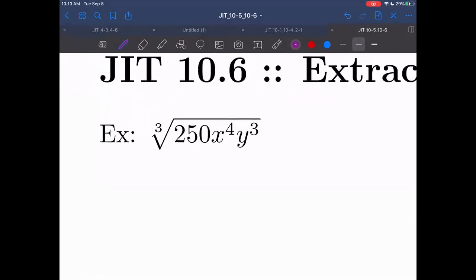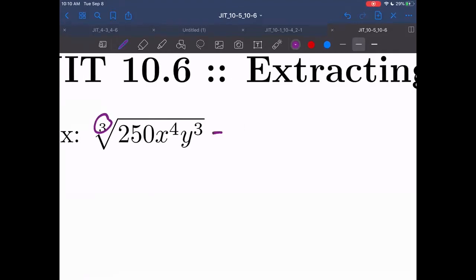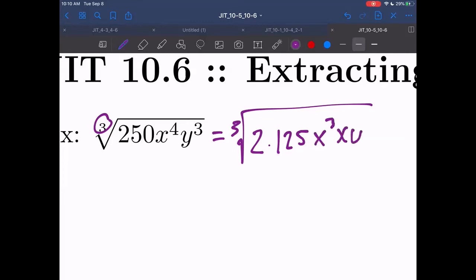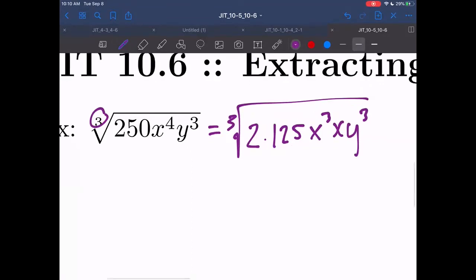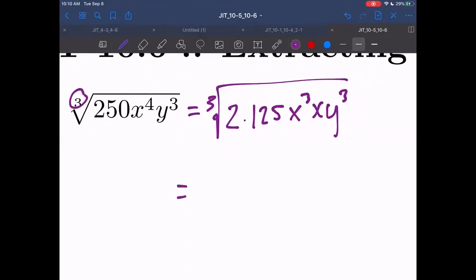Okay. So if we're looking at a root like this, and in this case, we've got a root of order 3. If we have any powers of 3, we can pull those out. So what we want to look for is powers of 3 in there. So we can break up 250 into 2 times 125. Break up our x to the 4th, and that'll give us an x to the 3rd times x. And then we leave y to the 3rd alone.